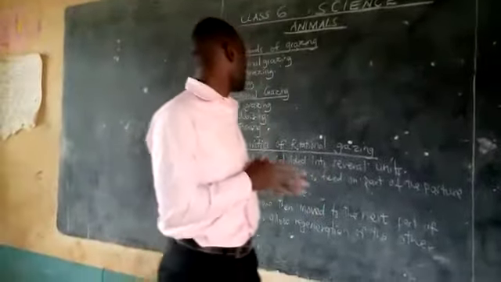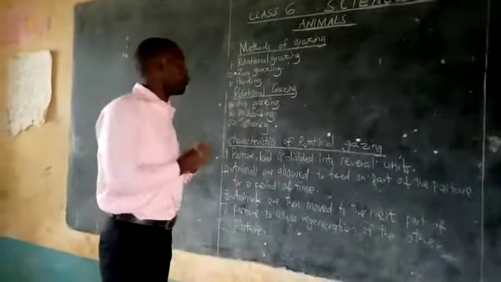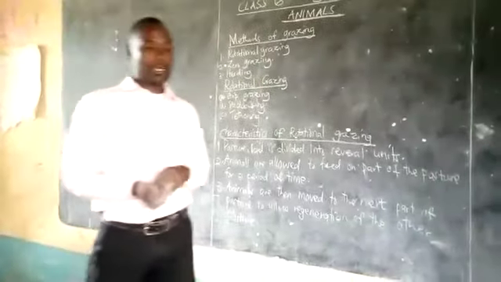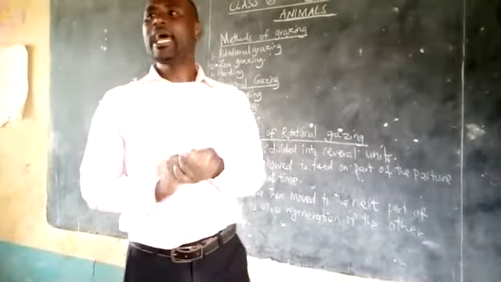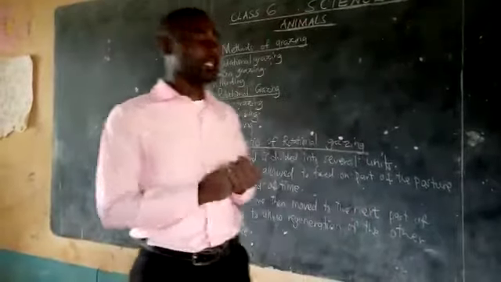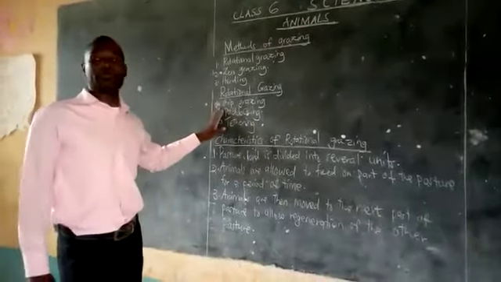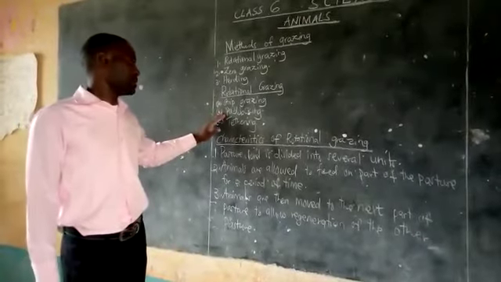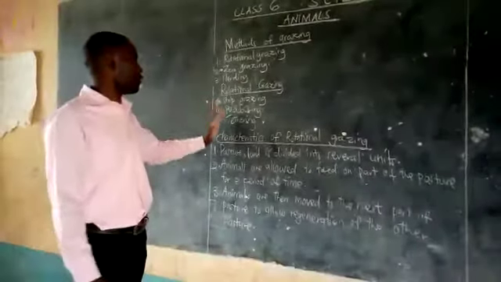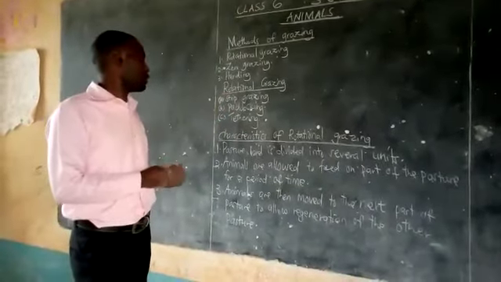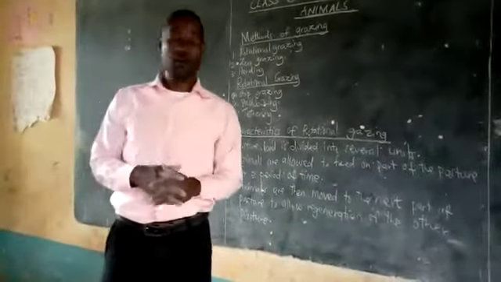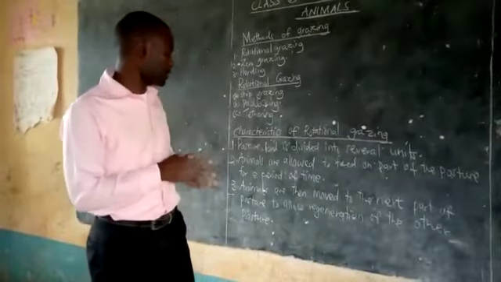I want us to start with the first method of grazing, that is rotational grazing. Rotational grazing has three types. We have what we call strip grazing, paddocking, and tethering. We shall be discussing each of these three types of rotational grazing. But right now, I want us to look at the characteristics of rotational grazing.